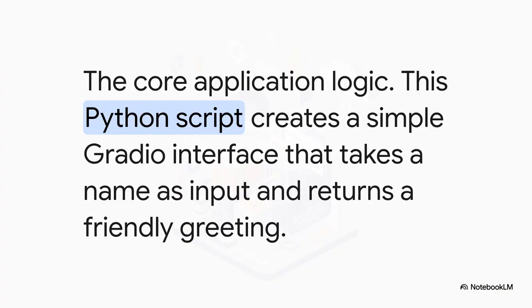First up, we've got our application itself, app.py. For this demo, we're keeping it super simple. It's just a basic Gradio interface. You can see it's got a function called greet that takes a name and just returns a hello message. This is the core piece of logic we want to package up.